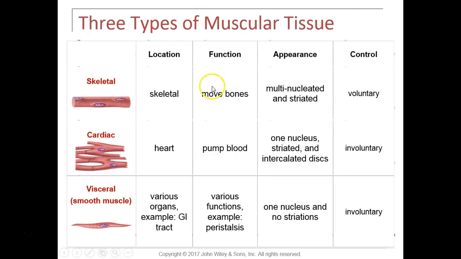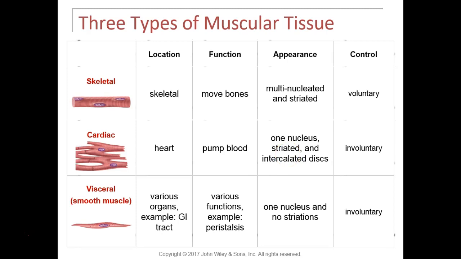Cardiac muscle tissue is found in your heart. It's involved, as you probably already know, when it contracts and relaxes, as all muscle tissues do, the heart pumps blood through the cardiovascular system. The cells are uninucleated, so it has one nucleus per cell. The tissue is striated, just like skeletal muscle.